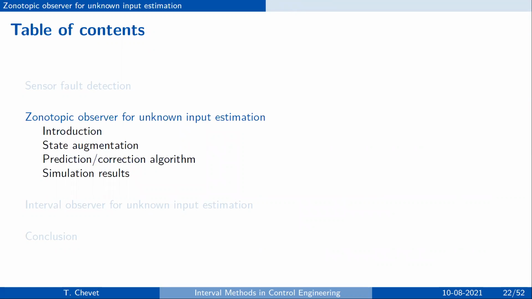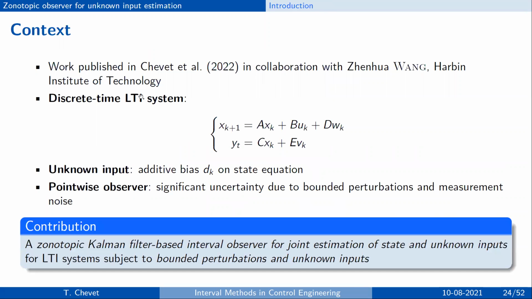So now that we have seen a strategy of fault detection, we will study unknown input, which are for fault estimation. So in this case, we will consider a discrete-time linear time-invariant system that is subject to an additive bias on the state equation and the same bounded perturbations and measurement noise as before. And the problem with the use of a pointwise observer is that we now have uncertainty appearing on the pointwise estimation of the unknown input.